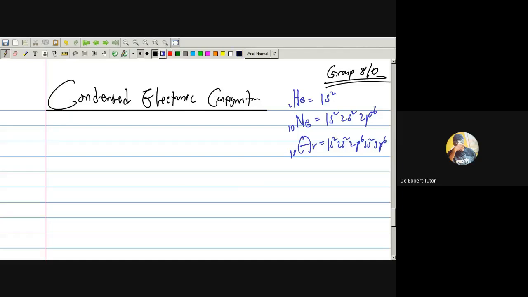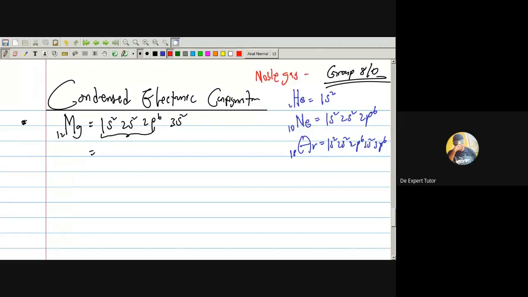Now pay attention. You will see how we write condensed electronic configuration. Let's say we have magnesium, with atomic number 12. Just write the normal electronic configuration, the one I just wrote: 1s2, 2s2, 2p6, and 3s2. That's 12. Now, you will see how to write condensed electronic configuration. It's very, very simple. Which of the noble gases, those group 8 elements, has the electronic configuration that is there?